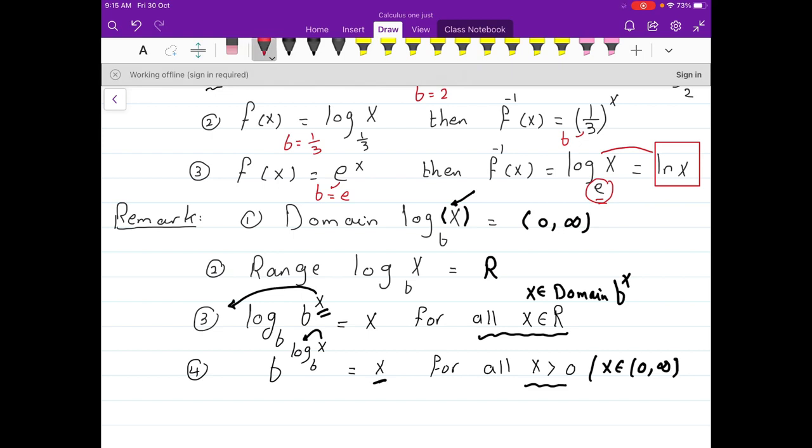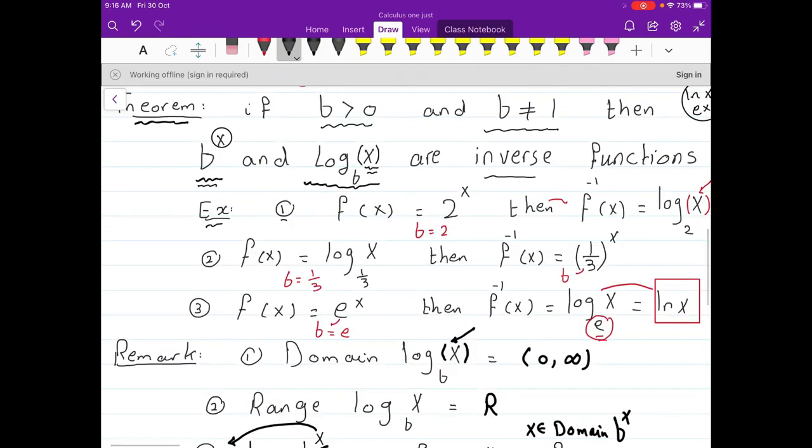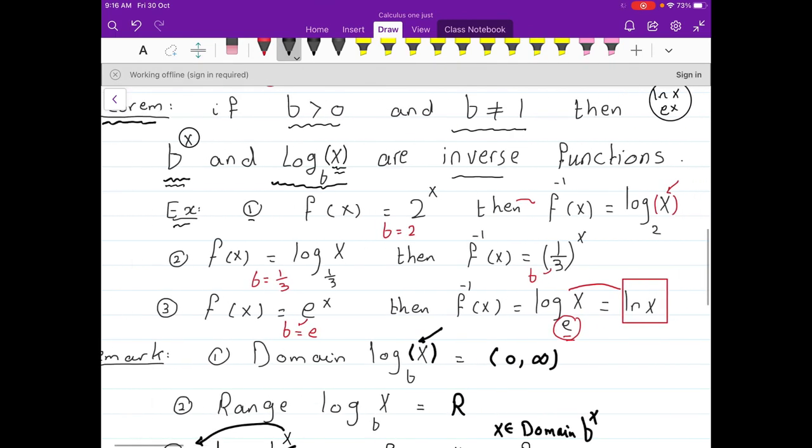When we talk about ln, instead of b we have e. Instead of x we have ln. Now, in general we have b, and instead of ln we have log, and this x must be positive. So until now we have defined a new function, the general logarithmic function, and its inverse b to the power x, and we know the domain and the range for this function. Okay.